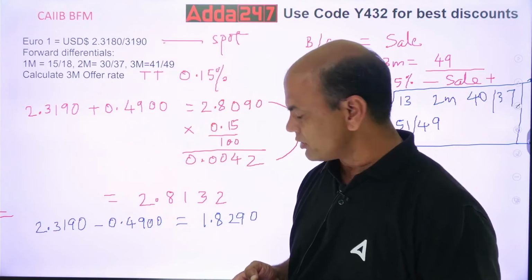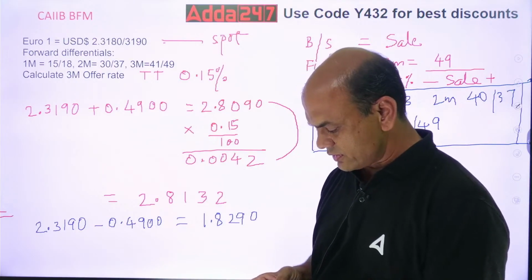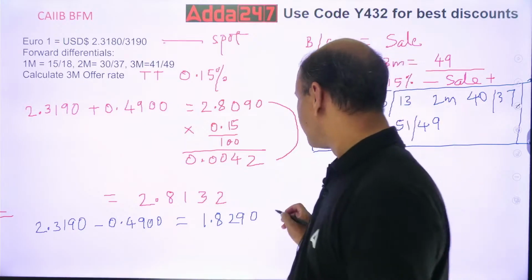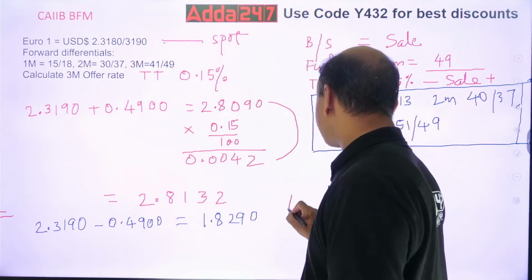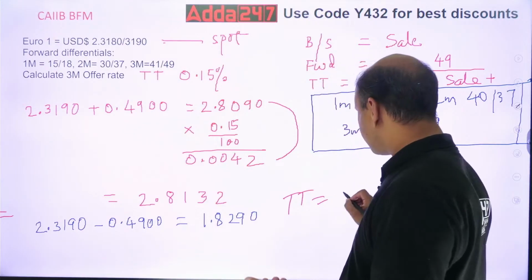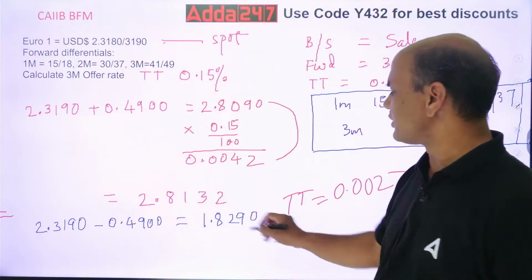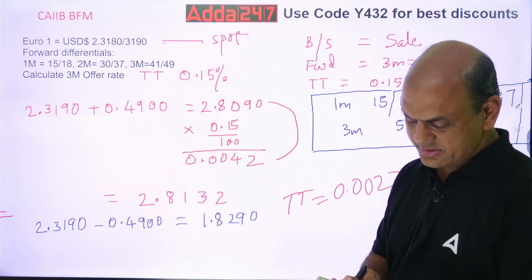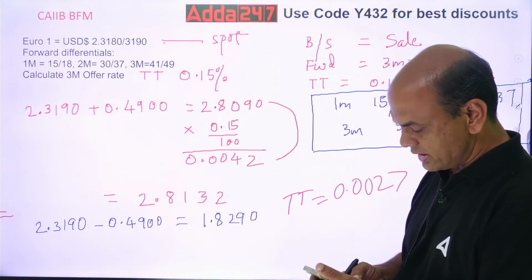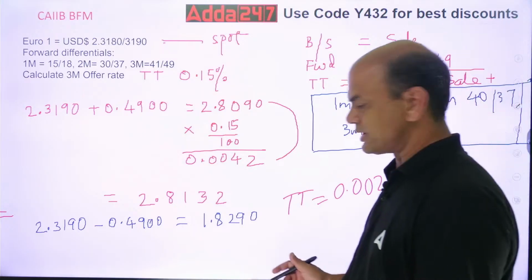1.8290 into, what is it? 0.15 upon 100. 0.0015. So 0.0027. So this TT margin over here becomes 0.0027. So this you will have to add it now. Add this plus 1.8290. So the answer becomes 1.8317.